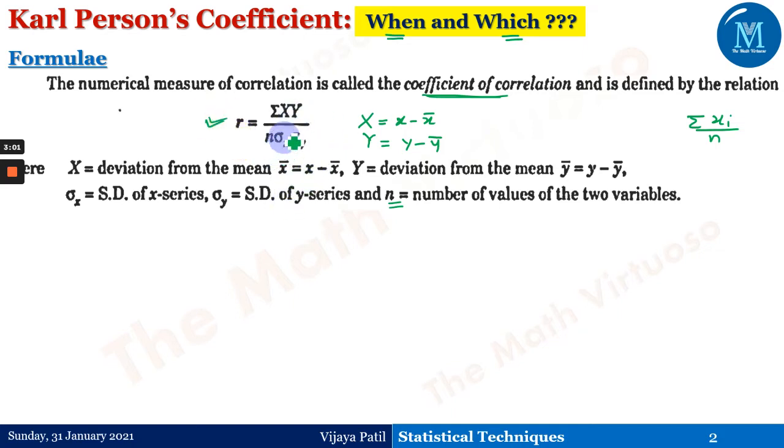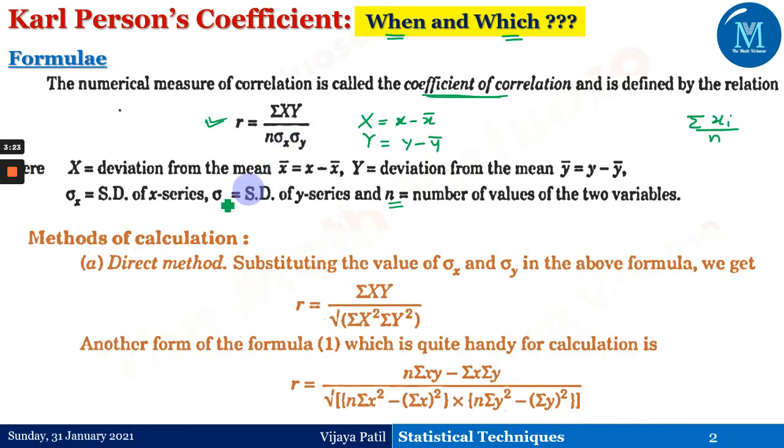Now the formula differs specifically in the denominator only, which is sigma x, sigma y. If we are aware of the sigmas of x and y, well and good; otherwise we could also find them using the formula. So this is one of the methods. Then the second method is the direct method of calculation. In this direct method, there are two formulae. One is substituting the values of sigma x and sigma y in the above.